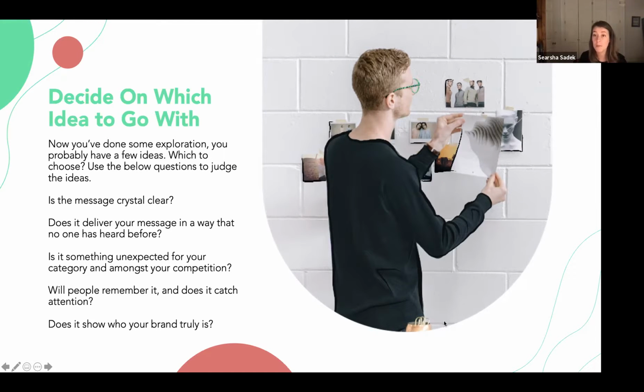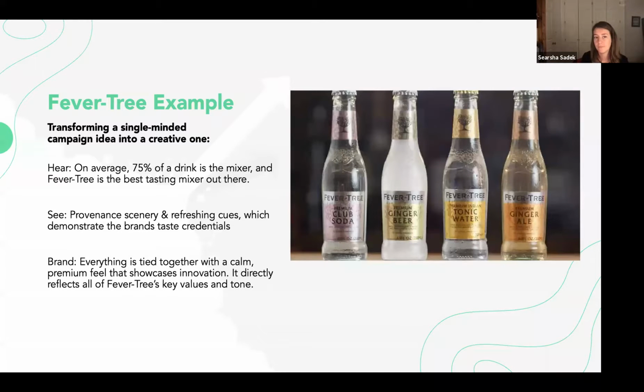Another good test is, will people remember this in 2 weeks? Will they have remembered having seen it? If you can pass that test, you're doing very well. And then also taking a step back, if you think about who your brand is, who you know it to be, does this ad actually reflect that? Does this idea show who your brand really is? So we have a Fever Tree example here, which we'll show you, and we'll put it through the hear, see, brand test in a second.